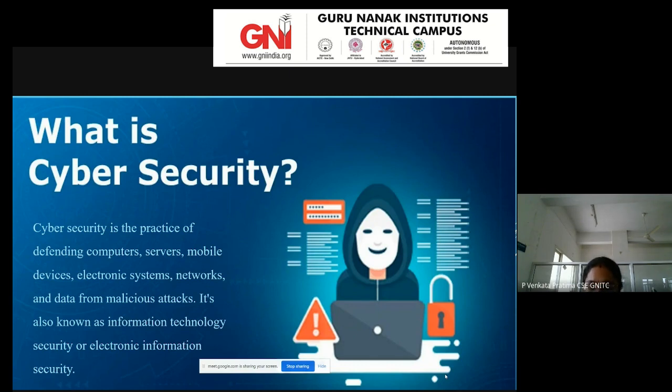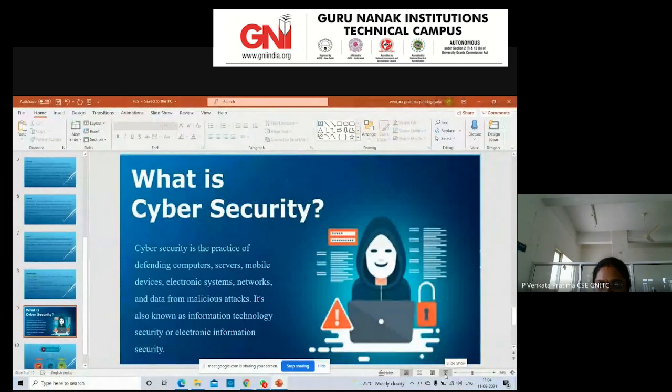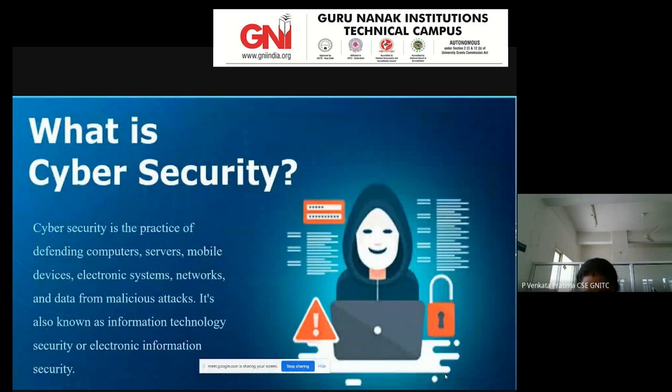We have to see three main aspects through which we will be trying to control. The three aspects are unauthorized access, unauthorized deletion, and unauthorized modification. These are the three things we have to protect ourselves against.